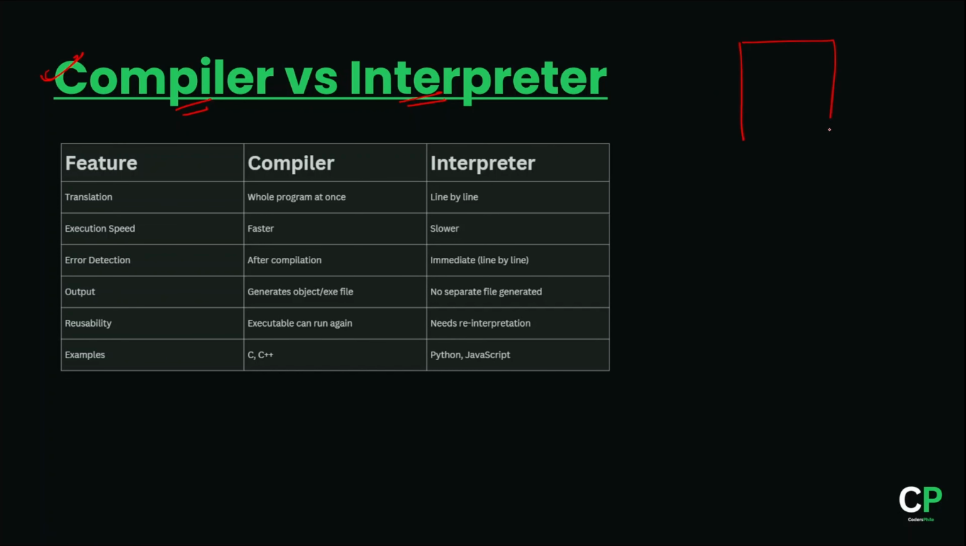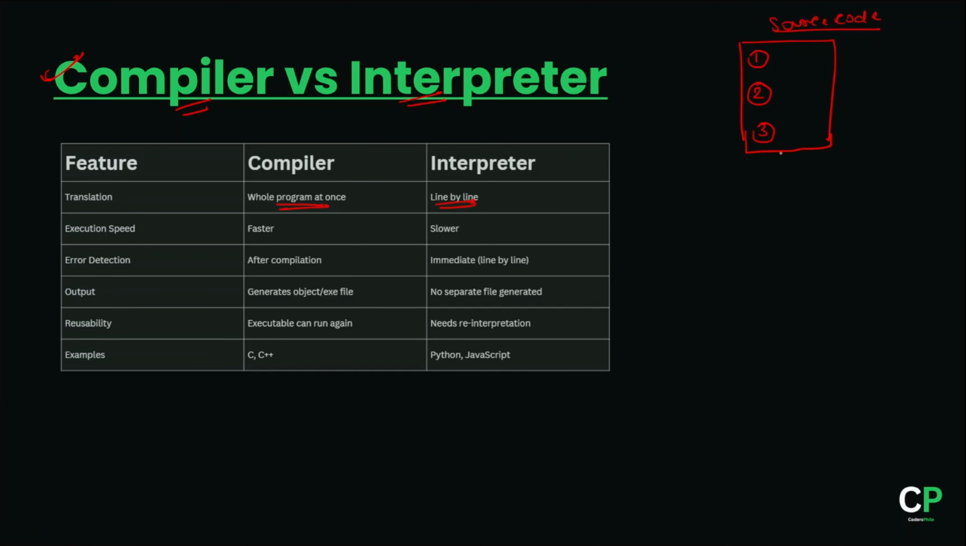Consider we have our code written in a high level language, and let's say we have 3 instructions. This is our source code. What is the difference between the compiler and the interpreter? The compiler translates the whole program into machine language at once. On the other hand, the interpreter converts the instructions line by line.